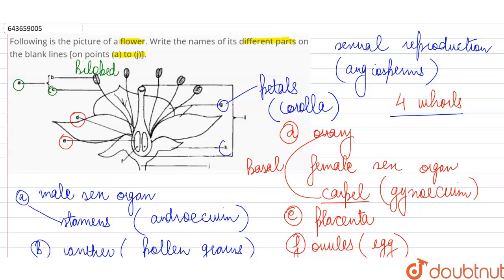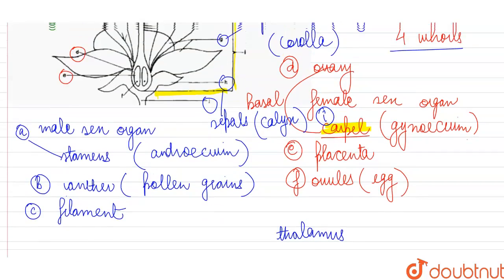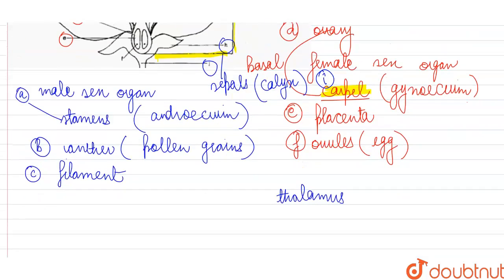Then H over here they have labeled the sepal. Sepals are green leaf-like structures, and they constitute the outermost whorl of our flower, that is the calyx. In part I, they have taken all of these parts together, the entire carpel. So I we should label as carpel. J is just showing us the thalamus, which is a flattened structure on which all of these 4 whorls of the flower are located.